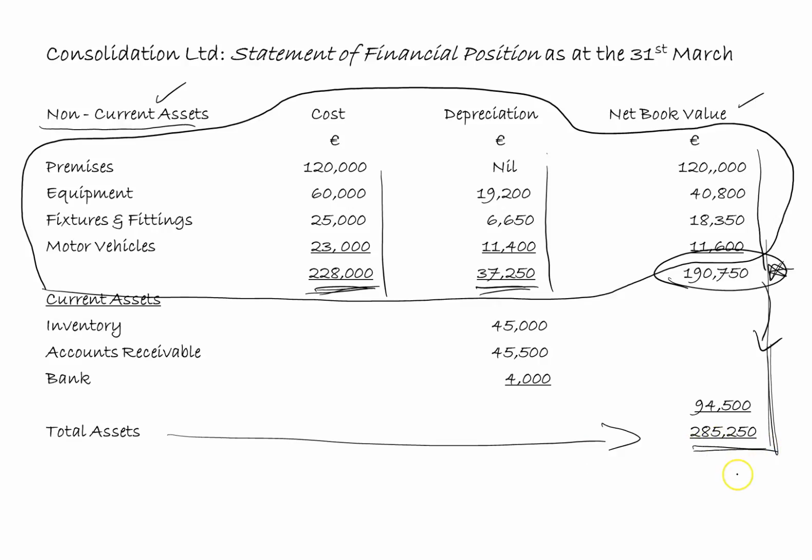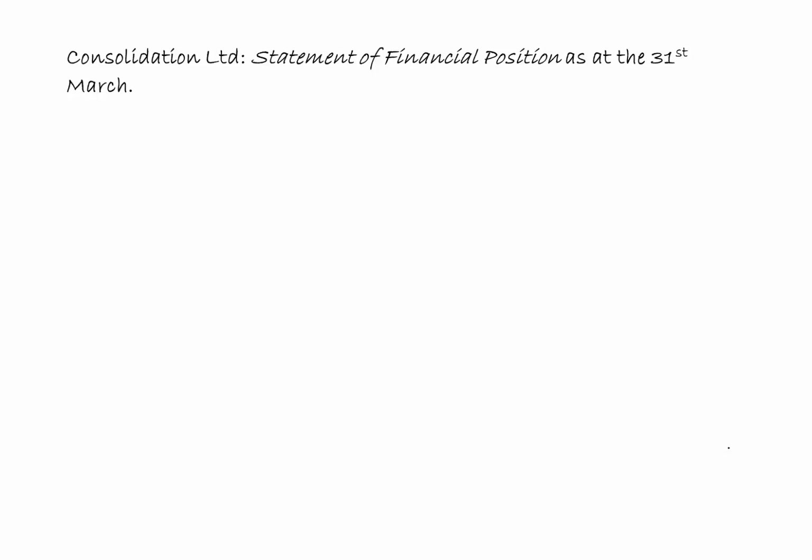285,250. 285,250 is my total assets. Remember, the balancing part of this is assets must equal capital and liabilities. So what we're going to look at now is the capital and the liabilities. And the total of capital and liabilities has to be the same as the total assets. So what we're looking for is a figure of 285,250.